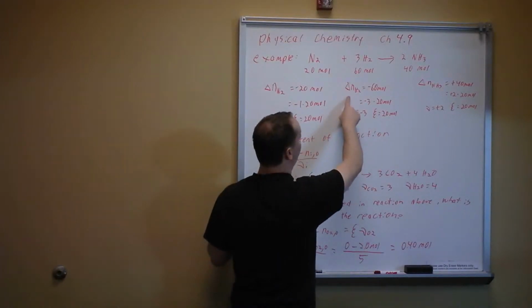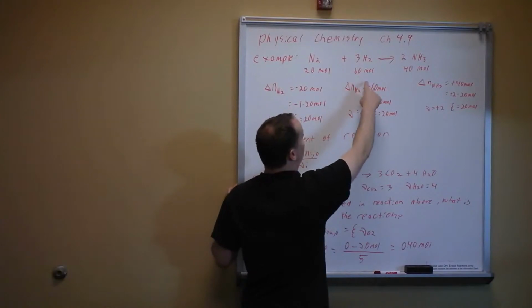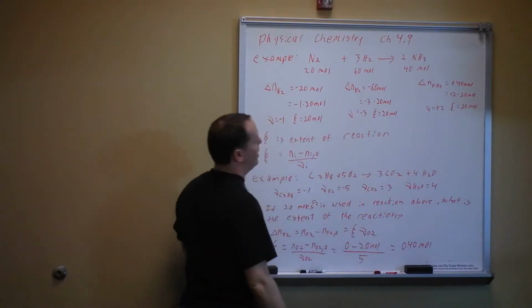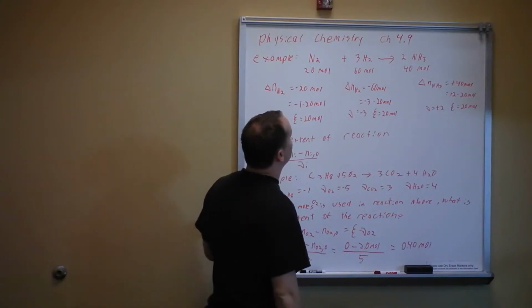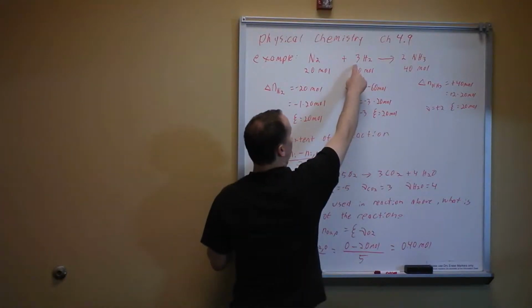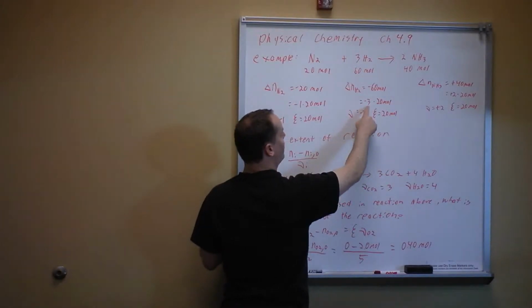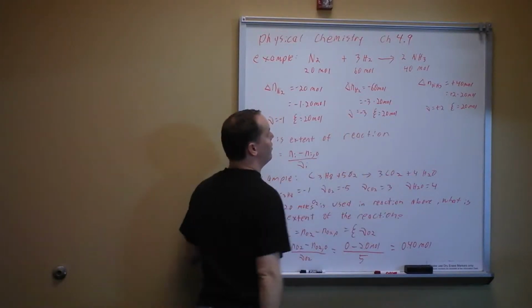The same for your hydrogen. We're going to lose 60 moles because we started with 60, and we're going to end up with 0 because it's the reactant. So again, our stoichiometric coefficient nu is going to be minus 3. So pull out the minus 3, and we get nu is minus 3, and the extent is 20.